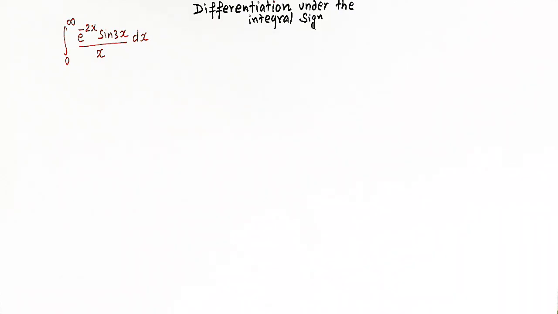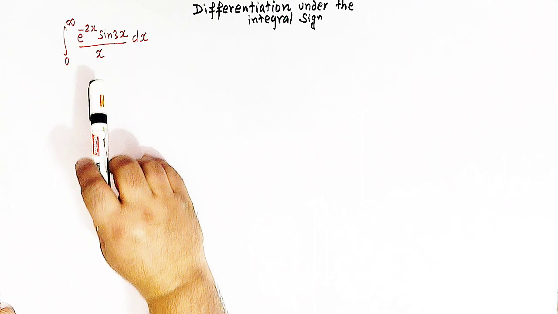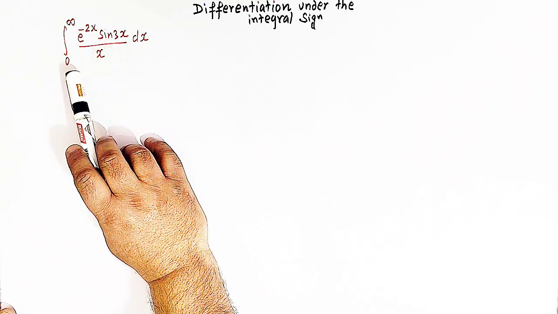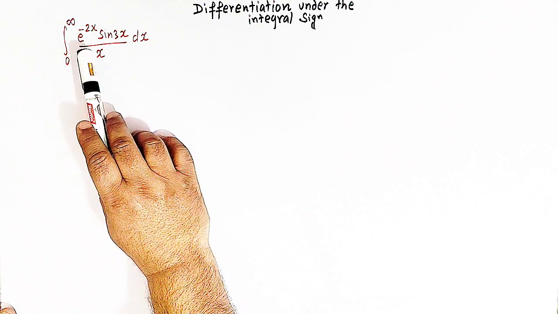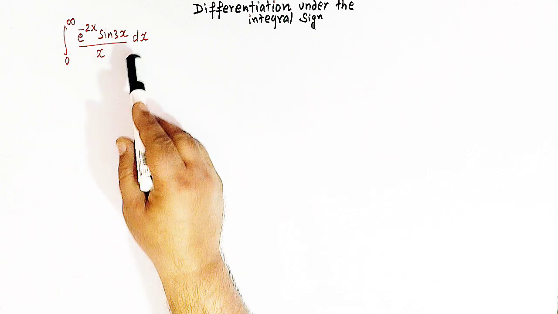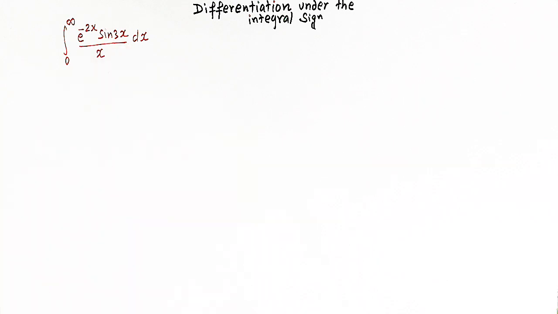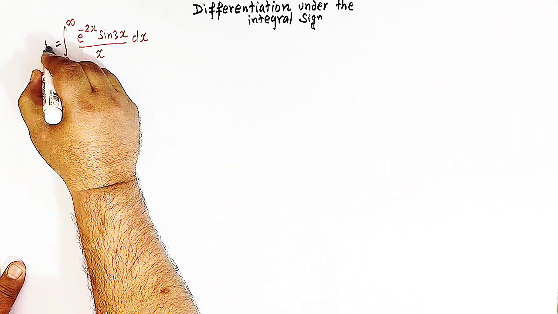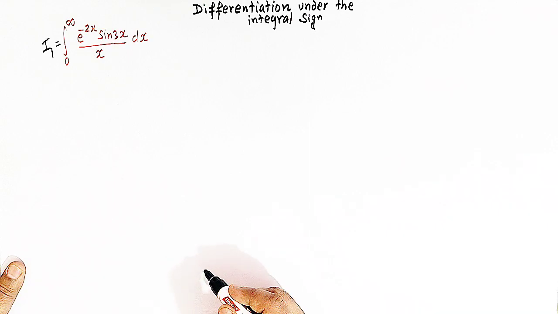Hello viewers, in today's session we are going to discuss the concept of differentiation under the integral sign using this problem. So here we have to evaluate this integral, that is from 0 to infinity e raised to minus 2x sine 3x over x dx, right? So let us start. So here let us first take this integral as say I1, right?